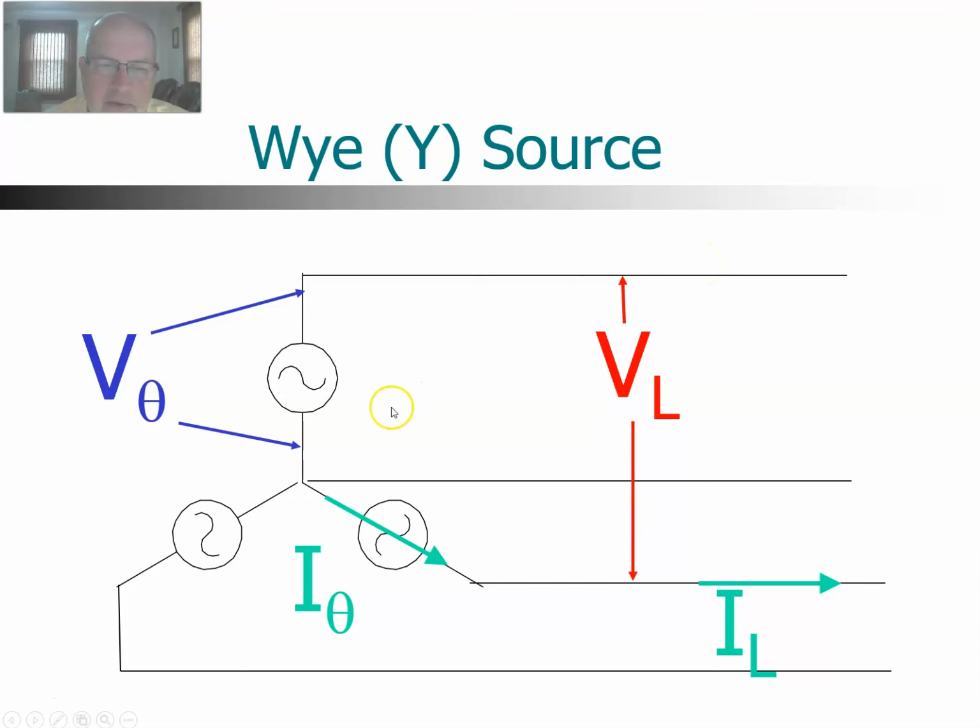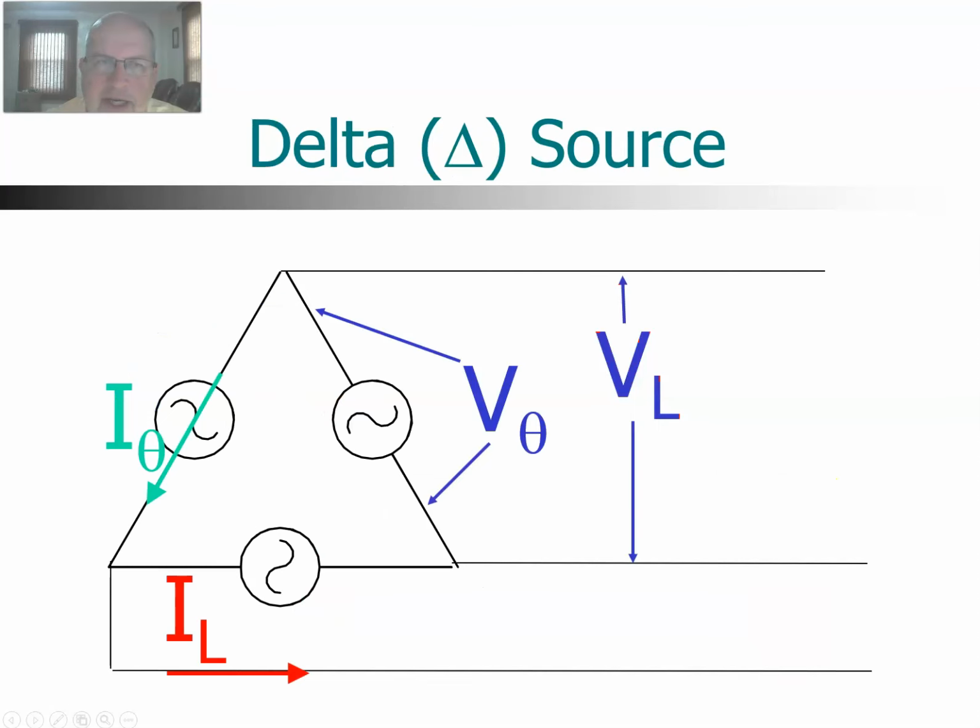On the other hand, if you look at the currents, the phase current is the current in one phase, and the line current is the current in one line, and those are the same value for a Y source. So the phase current and the line current are the same for a Y source, but the voltages in a Y source are different. Now let's look at a delta.